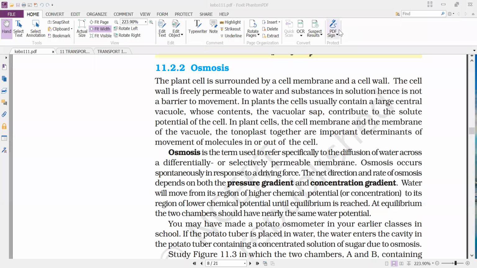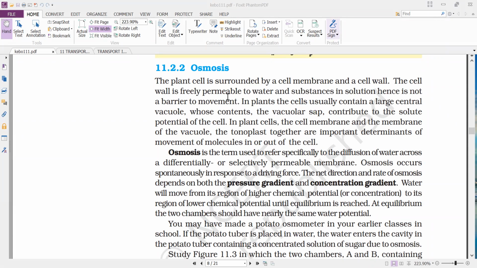Okay. In the last class, we discussed some of the concepts related to plant water relations. There is water potential, solute potential, pressure potential. Today, we'll discuss some of the concepts related to this. That is osmosis. What is meant by osmosis?